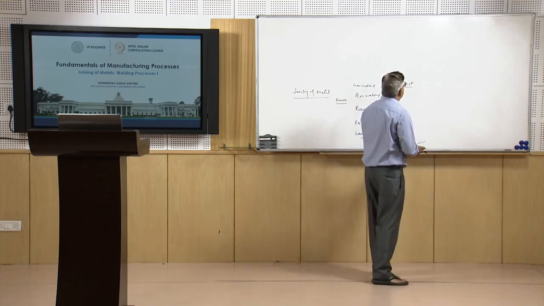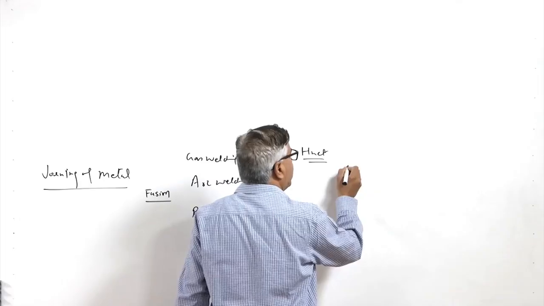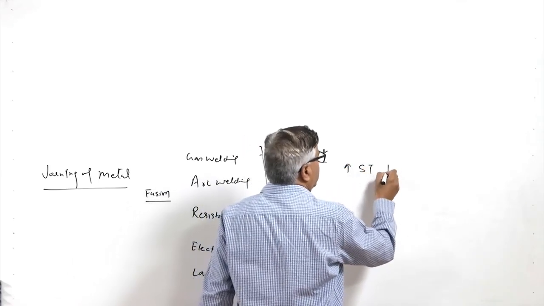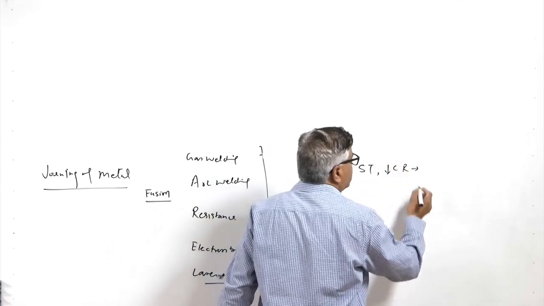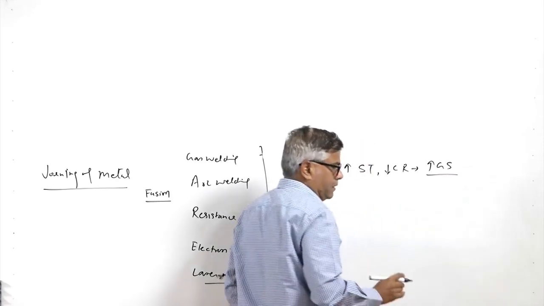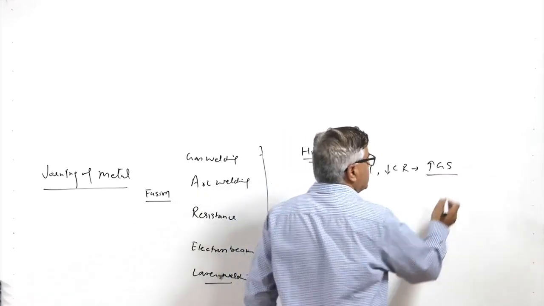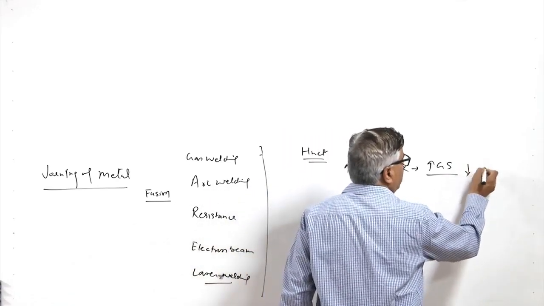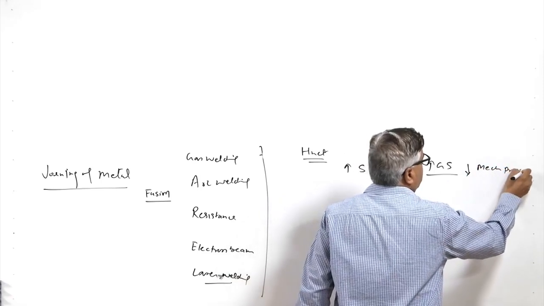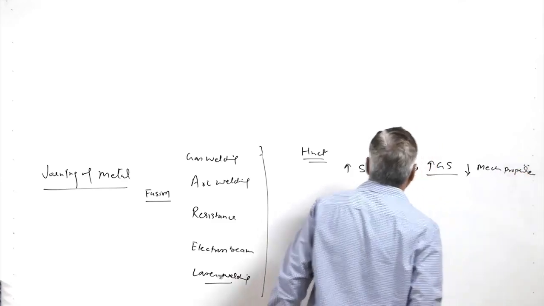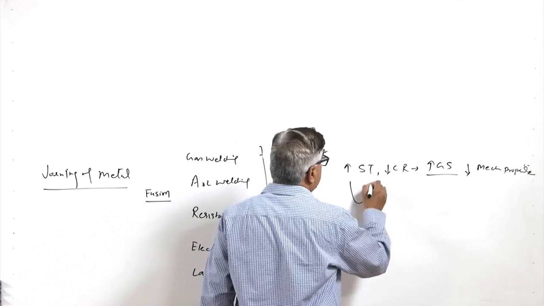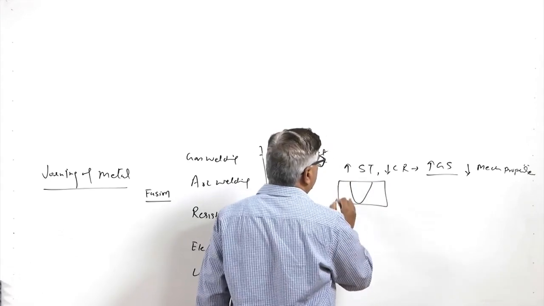There are a few more effects, like the increase in the solidification time and a reduction in the cooling rate in general increases the grain size of the weld metal, and increase in grain size in general reduces the mechanical properties. So, this is what is generally observed with the increase in the heat input and with the increase in size of the weld pool also.